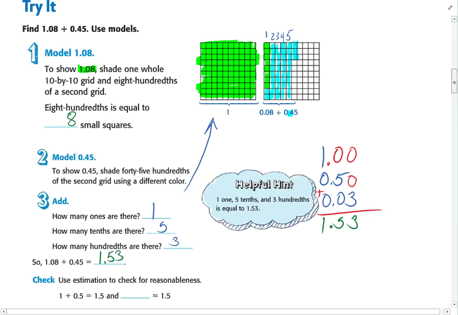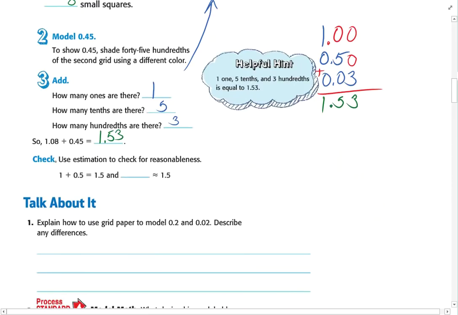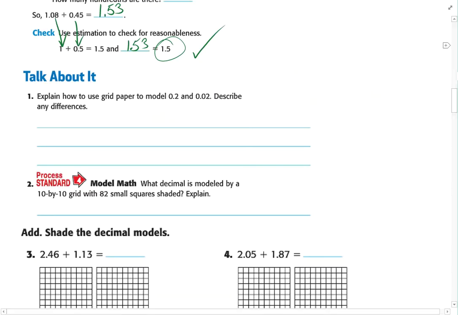Now, if I were to have estimated this, well, 1 is close to 1, right? That makes sense. And 45 hundredths is close to half, right? So 1 and a half is close to our 1.53, or 1 and 53 hundredths. So that makes our answer reasonable. Good.